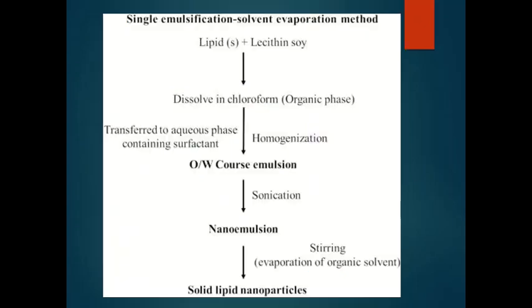Next, the emulsion method. It is simple and the same. The first step is the lipid phase, where the lipid and emulsifier are dissolved in an organic solvent. Then the aqueous phase contains the surfactant solution. Add the lipid phase to the aqueous phase and homogenize, which will give you a coarse oil-in-water emulsion. Sonicate this to get a nanoemulsion, and the solvent is evaporated under stirring to get the solid lipid nanoparticles.